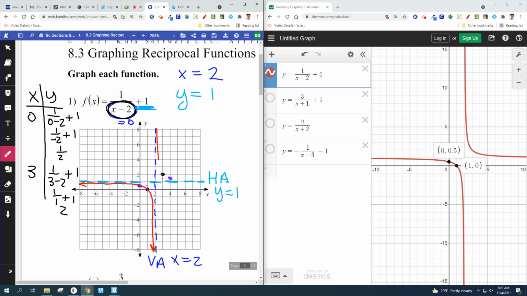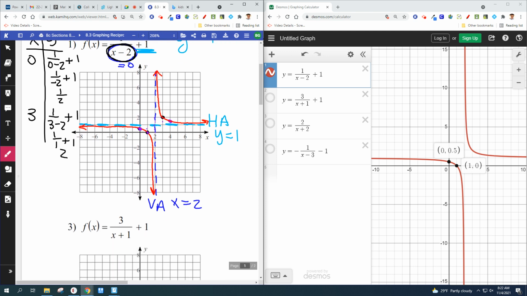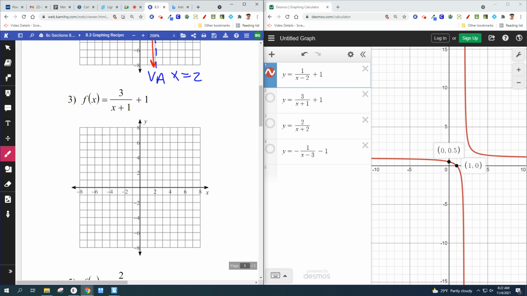Use your boundaries to draw your curves. Do not cross the boundaries. Use those as guidelines, but that's how your curve's going to look. All right. So that's pretty much it. We're doing that, and all of the graphs today, anyway, I think are going to look pretty much the same.